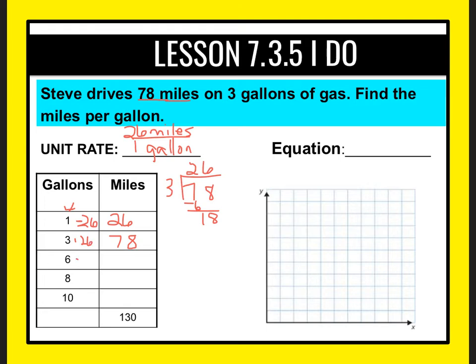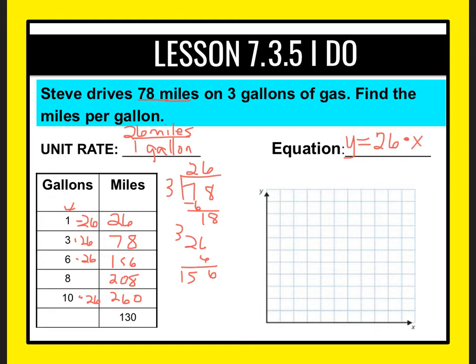So guess what? How much is 6 gallons? Well, let me multiply 26 times 6, right? And when I multiply that, I get 156 miles, and so forth. I can multiply 8 times 26 by my unit rate. If I do that, I'm going to get 208 miles, and so forth. If I want to know how many miles I get for 10 gallons, I'm going to multiply that by 26, and that's going to give me 260. So again, my equation, in order to get the total number of miles, all I have to do is multiply my unit rate of 26 miles per every gallon.